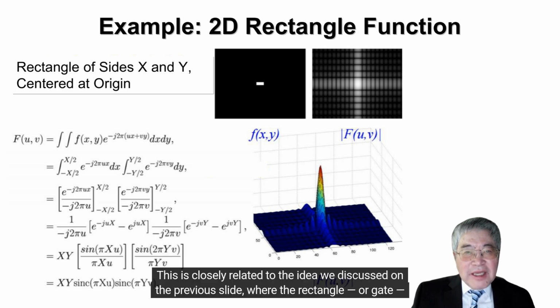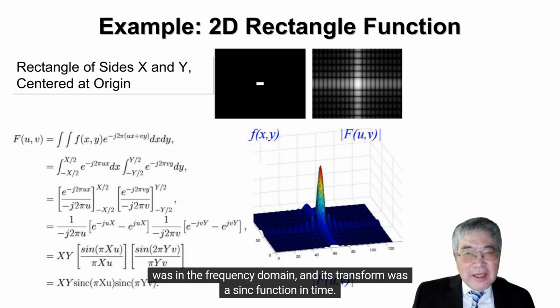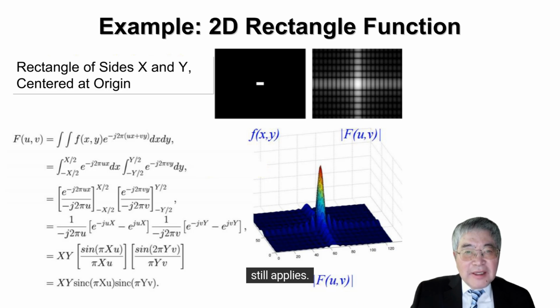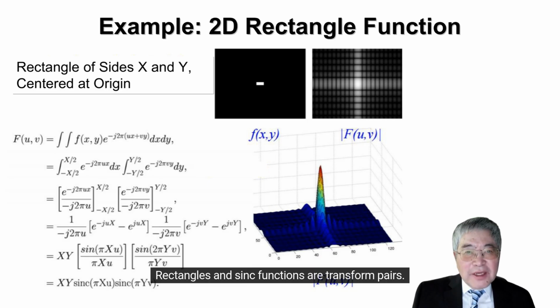This is closely related to the idea we discussed on the previous slide, where the rectangle, or gate, was in the frequency domain and its transform was a sinc function in time. Whether you go forward or inverse, the core relationship stays similar. So while this example is technically a bit different, it's 2D and it's a forward transform, the intuition still applies. Rectangles and sinc functions are transform pairs, and we use that fact again and again in signal processing and imaging.